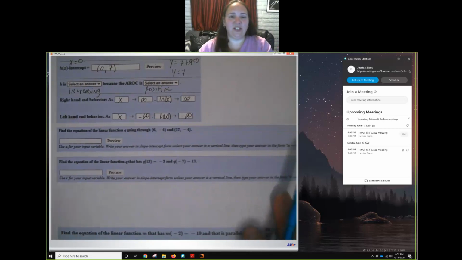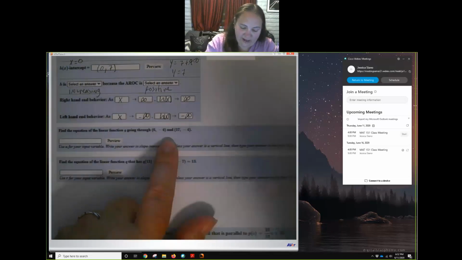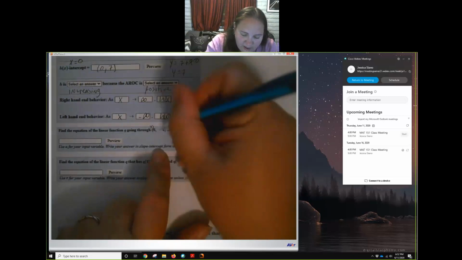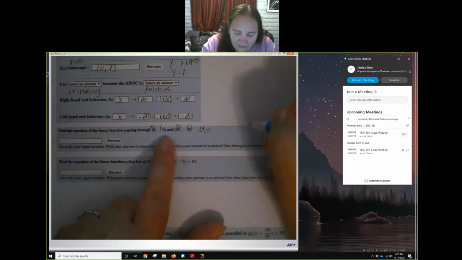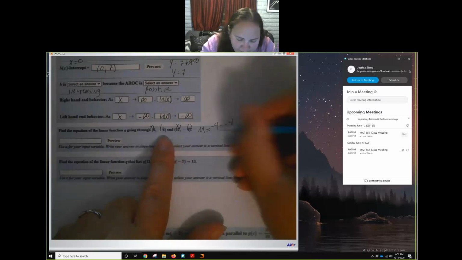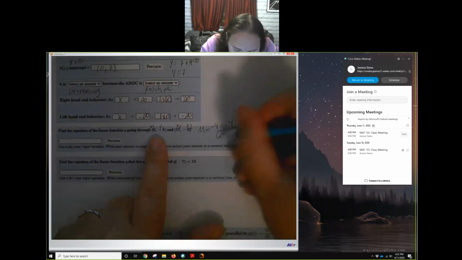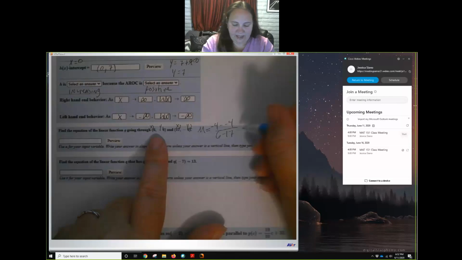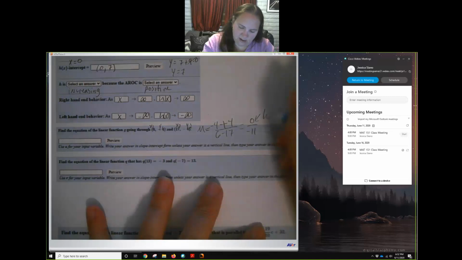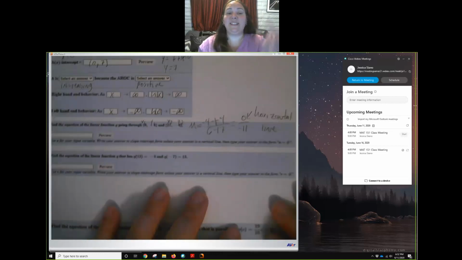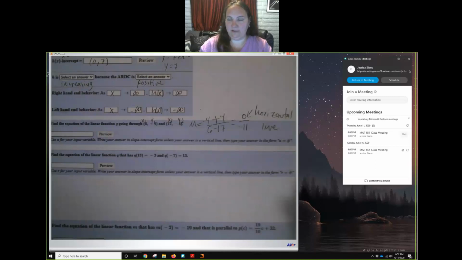Okay, so to find the equation of a line, again, we always find the slope first. So this is x1, y1, x2, y2. So -4 minus -4 over 6 minus 17. -4 minus -4 is going to be 0. So if you have 0 in the numerator, then that means that you have a horizontal line. If you have 0 in the denominator, then that means you have a vertical line.